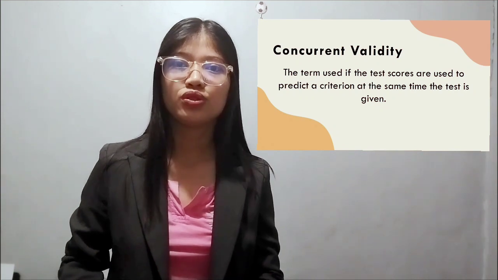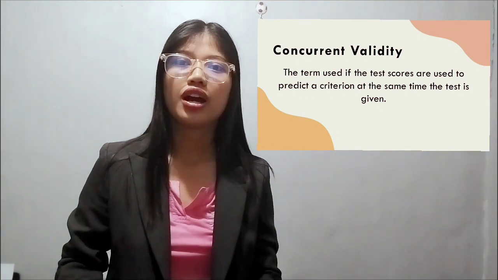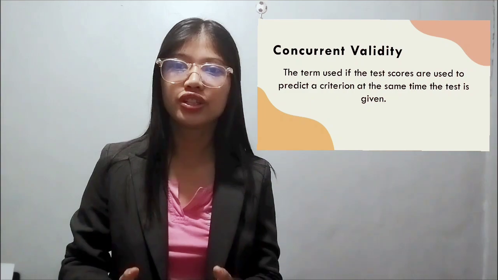The term is used if the test scores are used to predict a criterion at the same time the test is given. Suppose my reading test is very long, and for practical reasons, it needs to be much shorter. So in this example, we would like to ask if the shorter task can replace the longer test and still be useful. So that is an example of concurrent validity.